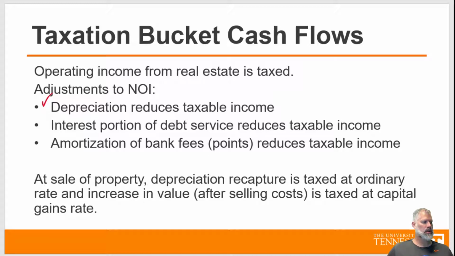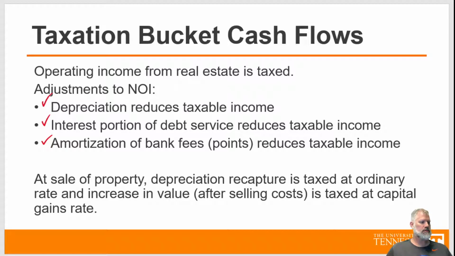We can also reduce our operating income by the interest portion of our debt service. So that reduces our taxable income. And then finally, we can amortize any bank fees or points that we paid once we get our loan. That also reduces our taxable income. That's why we had a 2-point fee with a bank, because we're going to amortize that, not depreciate it, but amortize it.